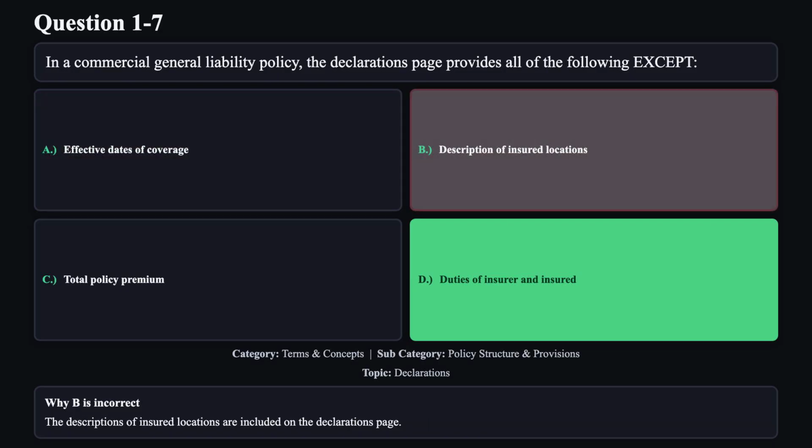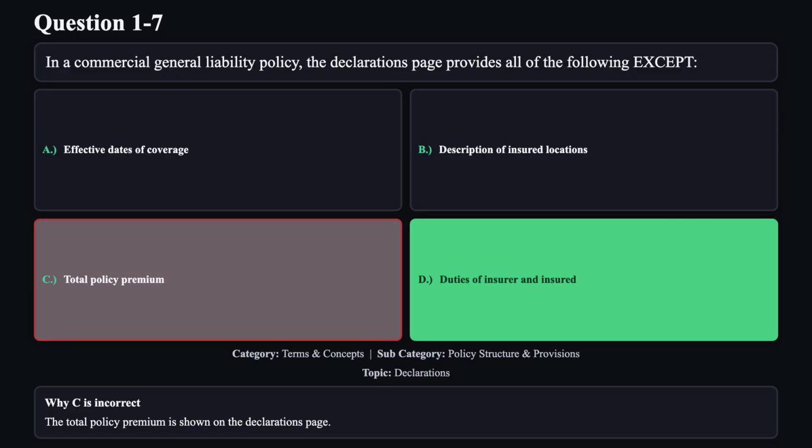Reason B is not correct. The descriptions of insured locations are included on the declarations page. Reason C is not correct. The total policy premium is shown on the declarations page.